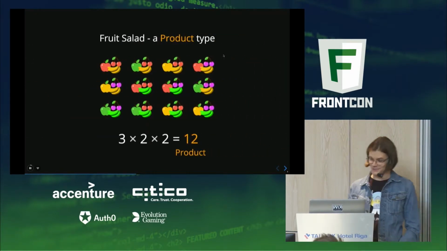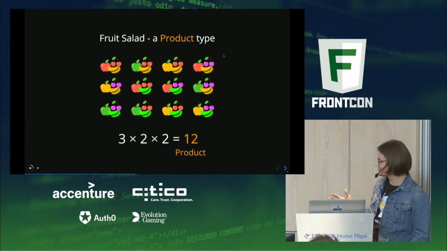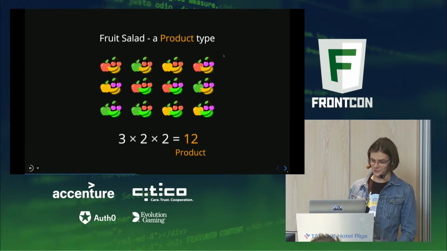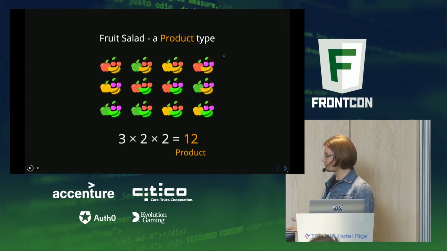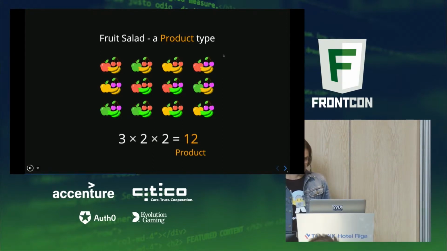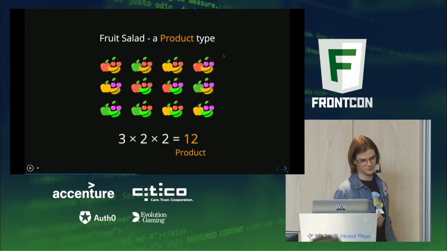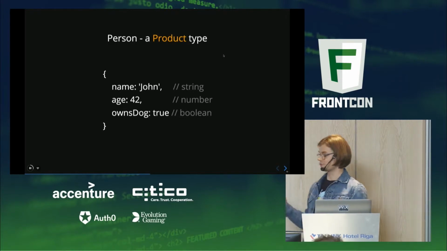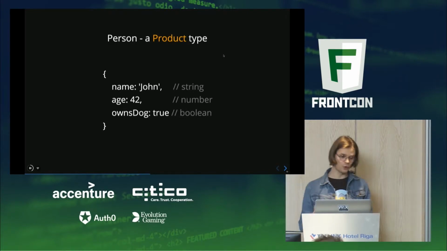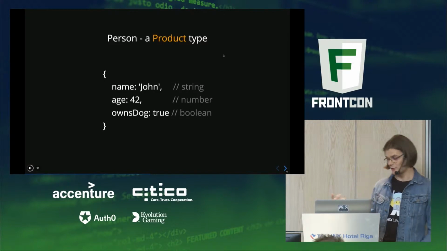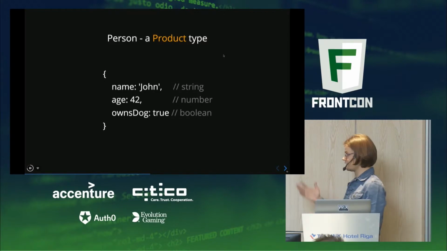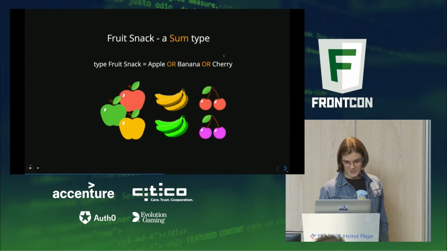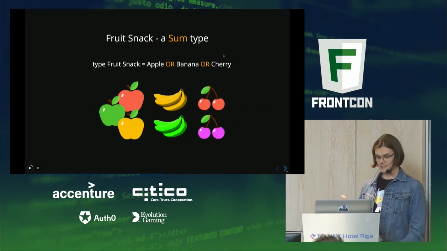Yeah, so the correct answer was 12, and we actually get it by multiplying 3 apples, 2 bananas, and 2 cherries. The result of the multiplication operation in maths is called product, so that's why the type is called a product type. And this is an example of a product type in JavaScript. A person needs to have all 3 different properties represented by different types, a string, a number, and a boolean in this particular case.